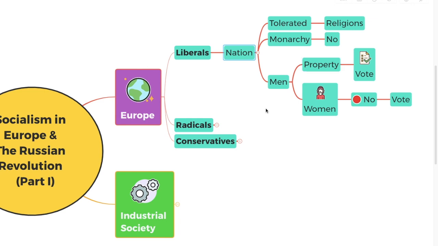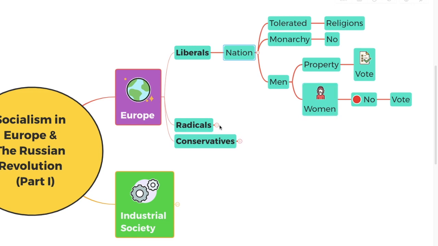They did not believe in universal adult franchise, that is, the right of every citizen to vote. They felt only men of property should have a right to vote. Women did not have the right to vote.